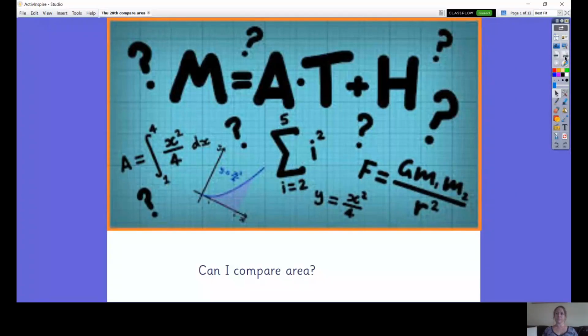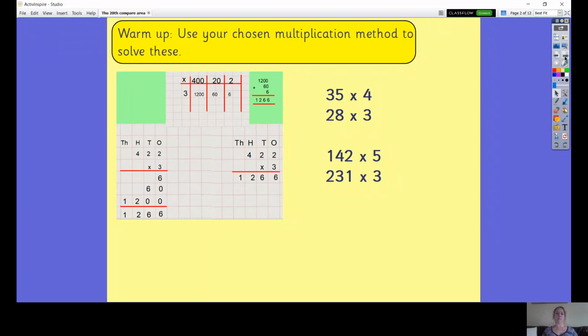So, for our warm-up today, I'd like you to choose your chosen multiplication method to solve these problems. You can use the grid method, where you partition the numbers and times them and then add the numbers back together at the end, or you can use the expanded column method, or you can use the contracted column method. Whichever method you like, pause the video here and do those four sums, please.